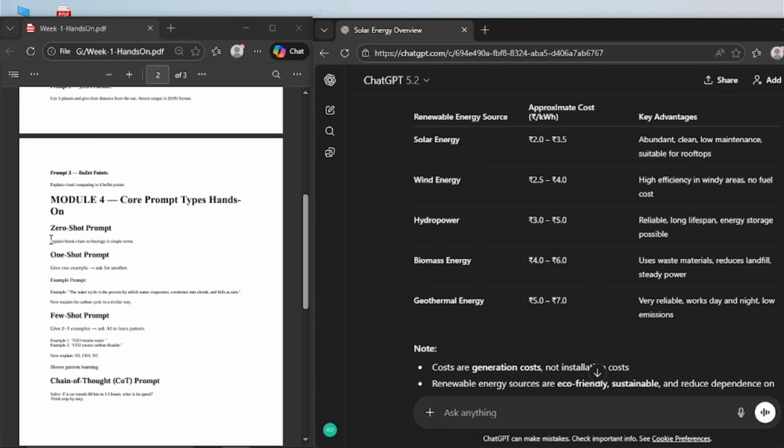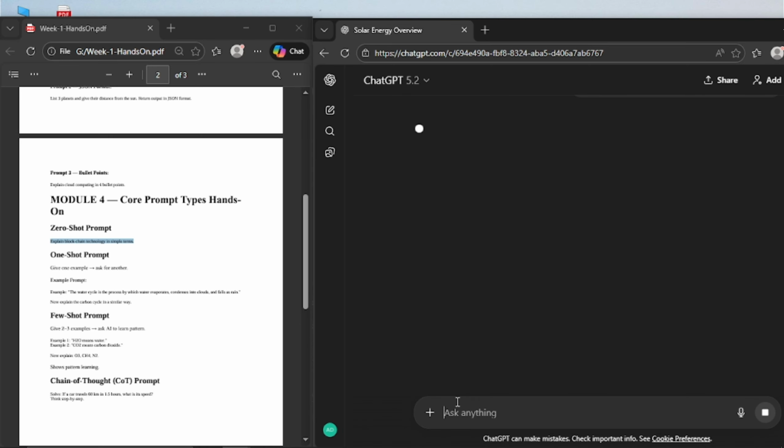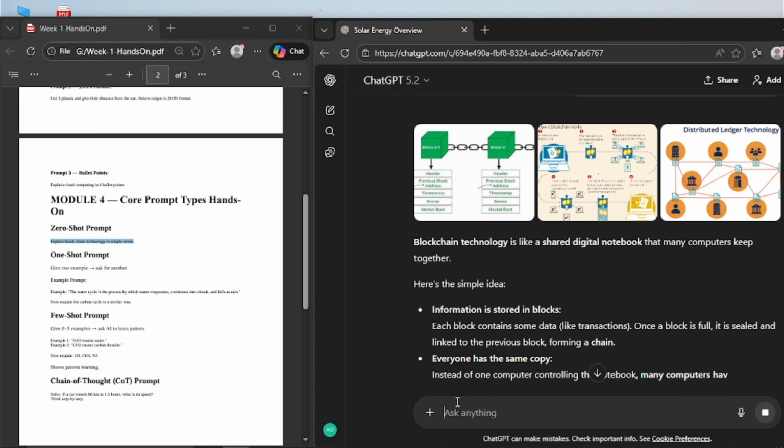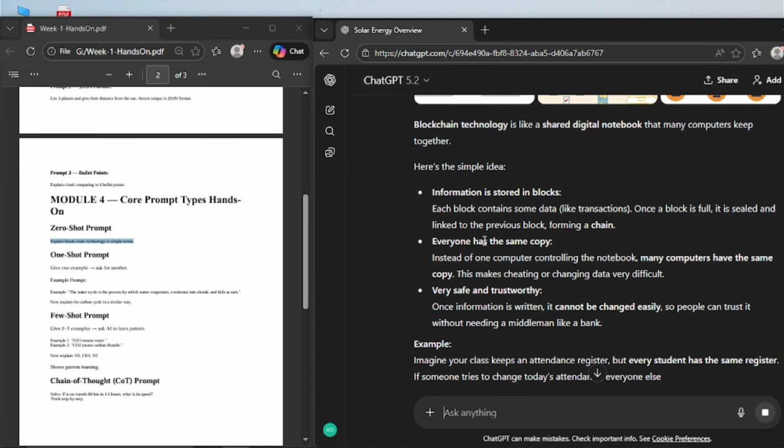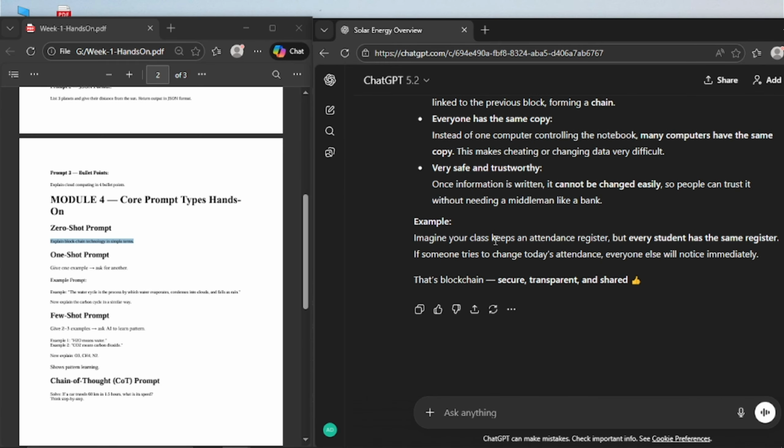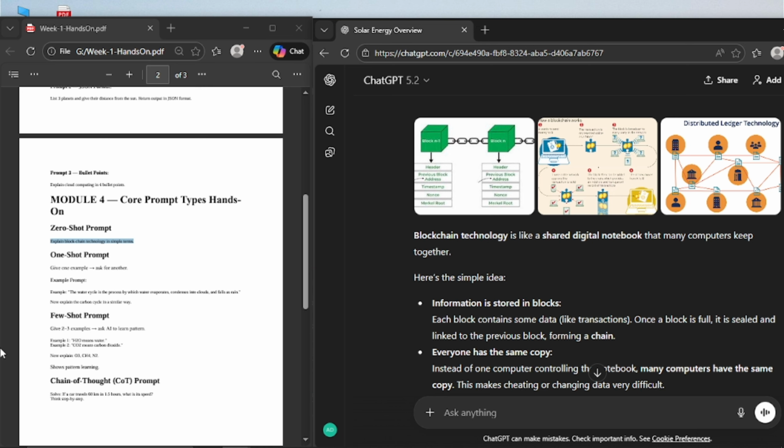Now we will go for a zero shot prompt, where you're not going to give any example to ChatGPT. It's a very plain prompt: "Explain blockchain technology in simple terms." This is used very widely when you don't have any time or any example. ChatGPT just explains blockchain in a very simple way.